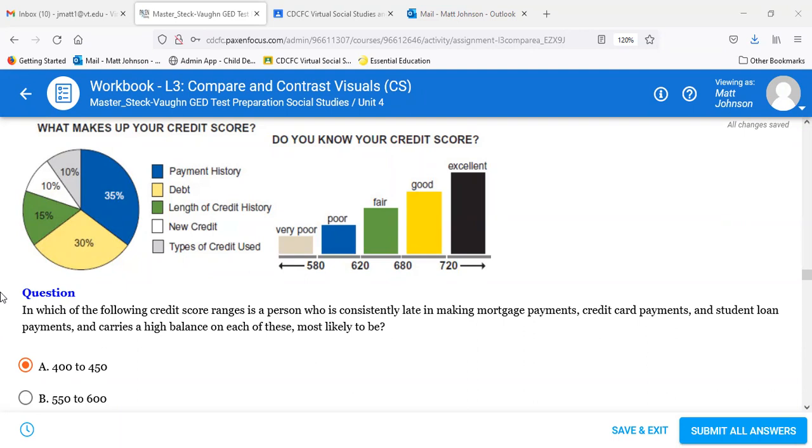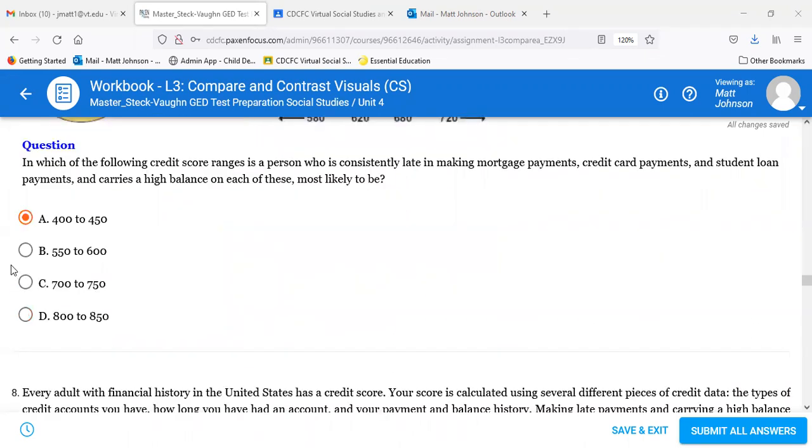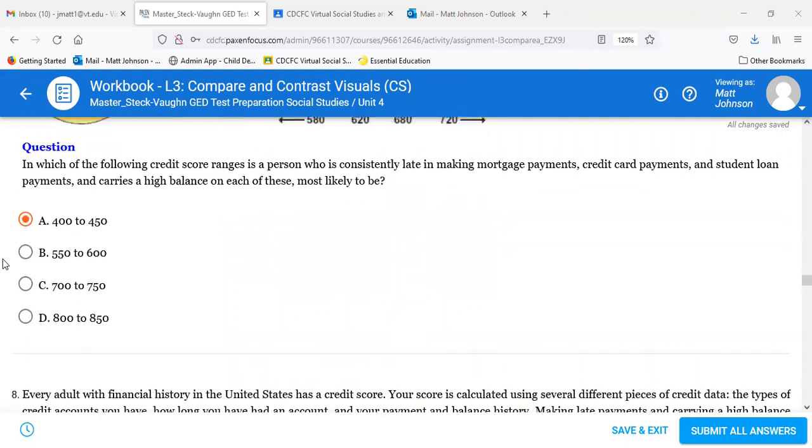If you're making your payments on time and say you just have a car loan, maybe one credit card, then you're likely to have a much higher credit score, right? A lending company or a new credit card agency, whatever it may be, is going to look at you and say, they're a good bet. I'll give them this line of credit because they're likely to repay it. So yeah, A for number 7, that's a low credit score.